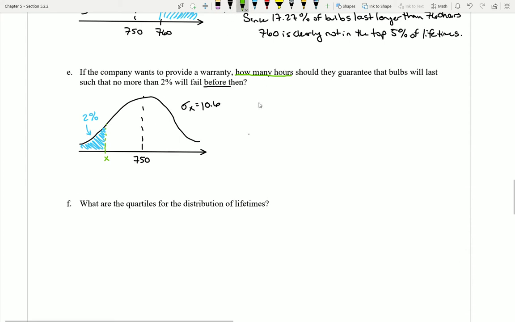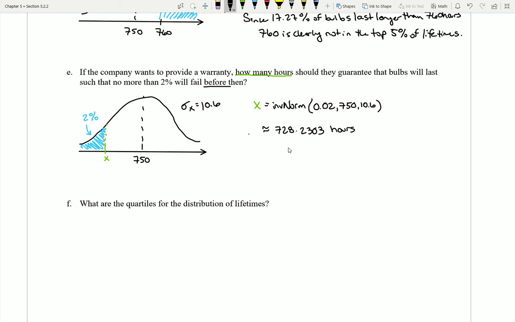And how do I find my green X? What calculator command can I use? Well, I should be able to use inverse norm. I start with area to the left. Remember, you should write that as a decimal in there. And then 750 and 10.6. If I was to go to my calculator to crunch this out, the value that I get back is something like 728.2303. You could confirm that that is actually correct.